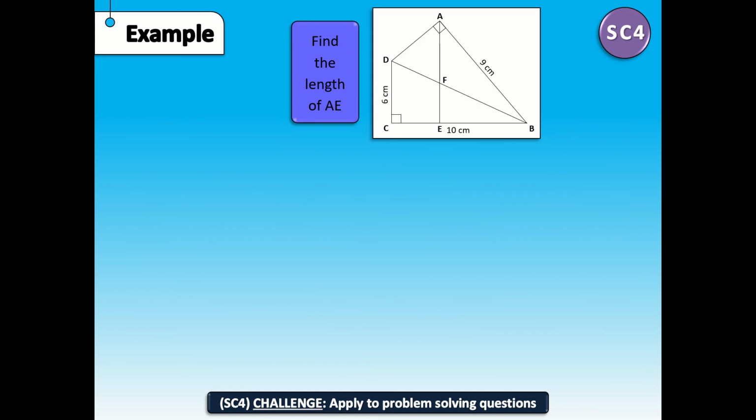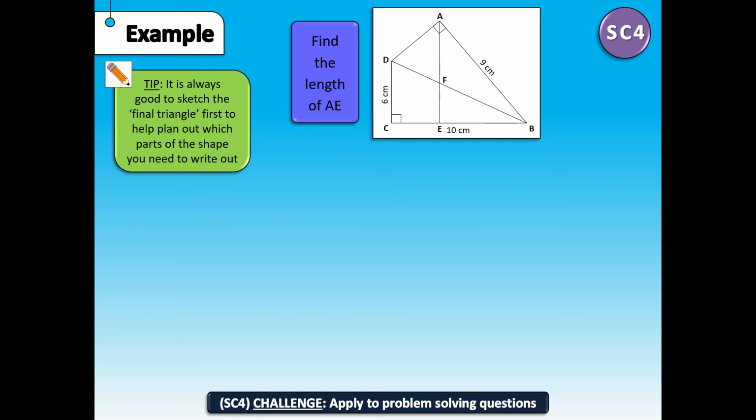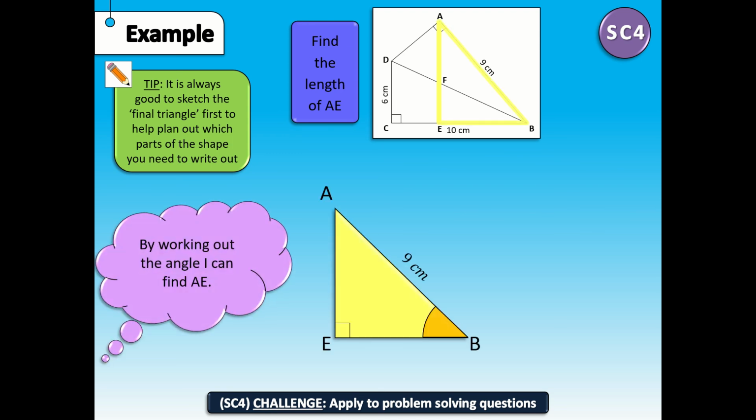Here's another question to have a go at. So we want to find the length of AE. So it's always a good idea to sketch the final triangle first to help you plan out which parts of the shape that you need to write out. So we're looking at that triangle there. So by working out the angle, I can find AE. So I need to find that angle at B.